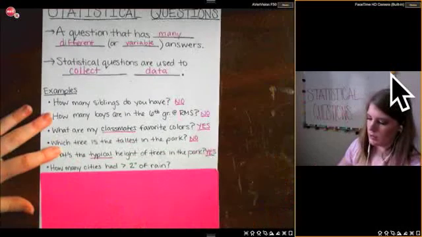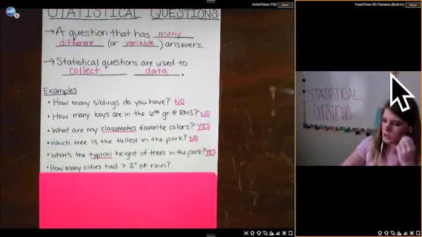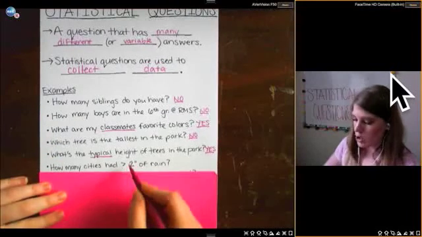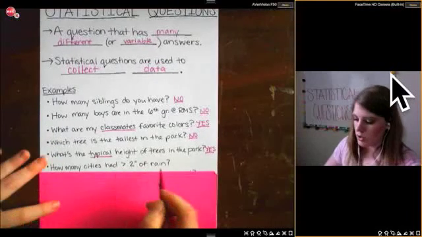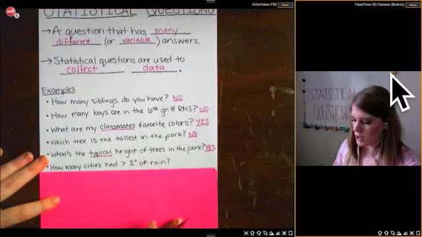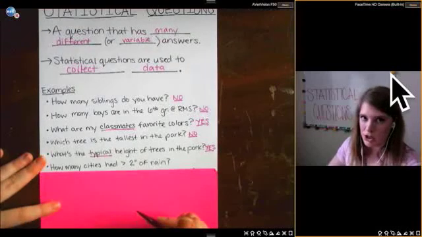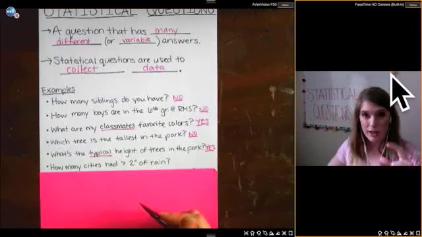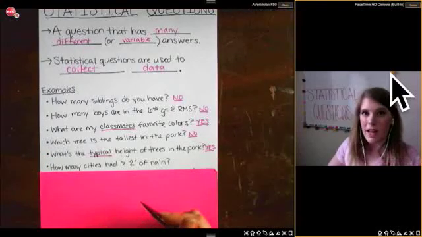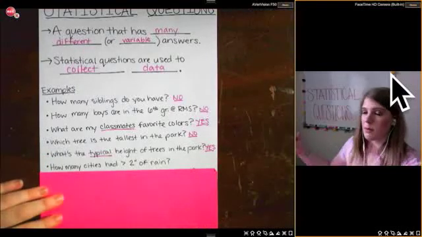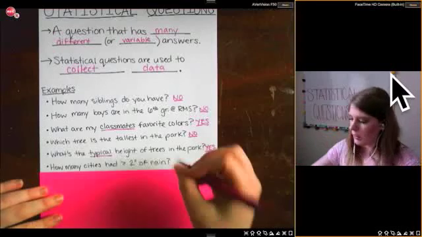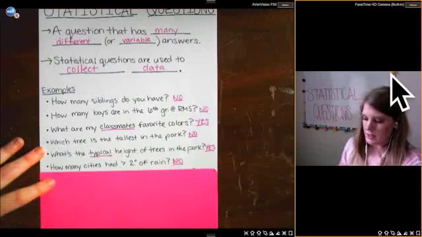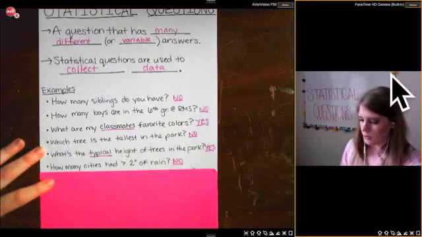So let's talk about two similar questions in that regard. How many cities had more than 2 inches of rain? If you ask that question for March, there'd be one answer to that question. It'd be a list of cities, but that answer wouldn't be different if you asked somebody different. It's a kind of factual thing. So this one's not going to be statistical. It's almost like a yes or no question.